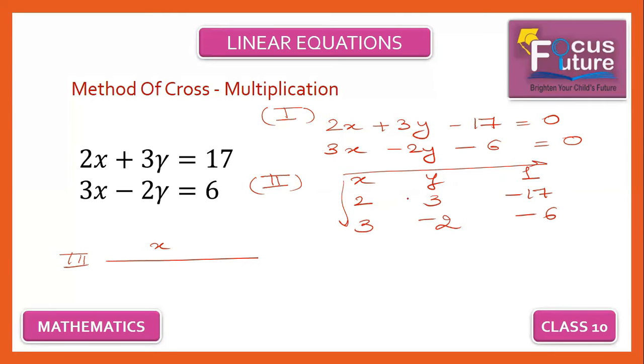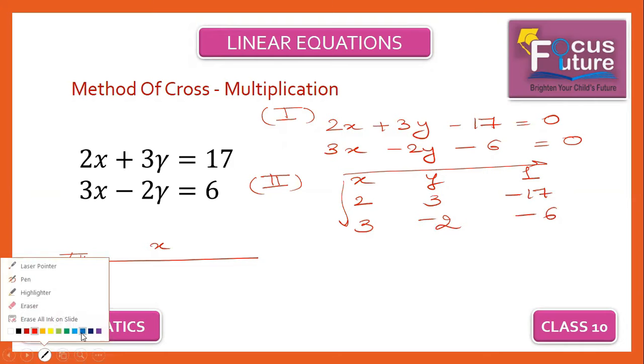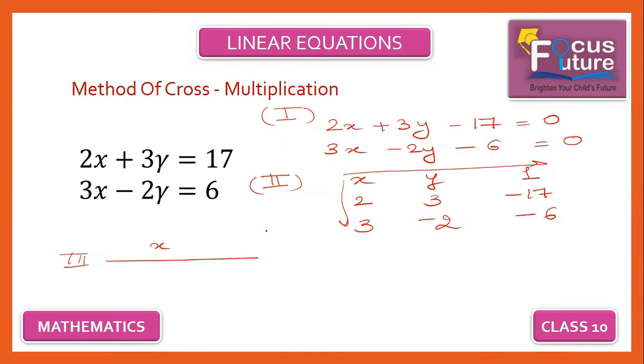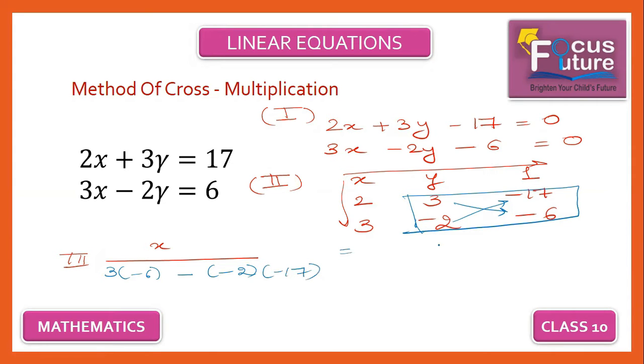So you are left with this part. Let me just highlight for you. You are left with this part. Okay. And you would cross multiply this. You would get 3 into minus 6. This would be 3 into minus 6 minus 2 into minus 17. What about y? This y. On y, what would you do?